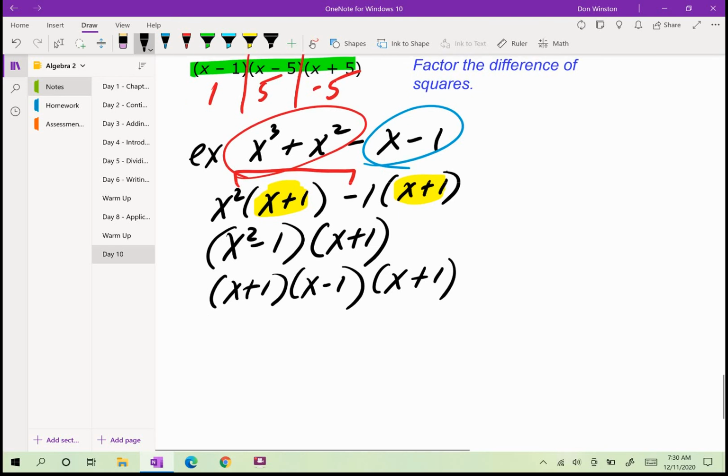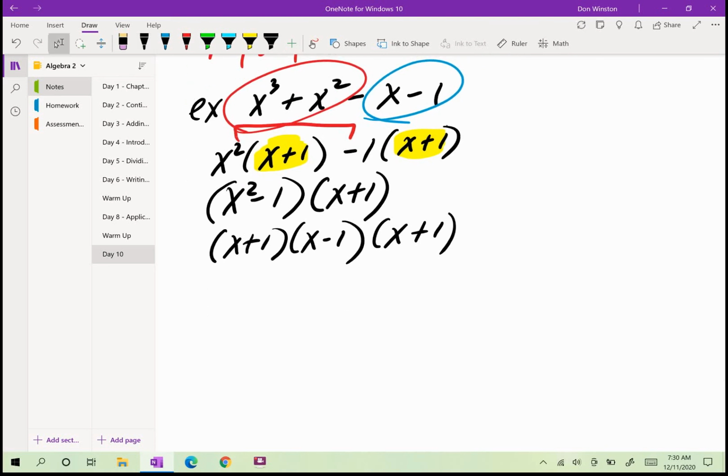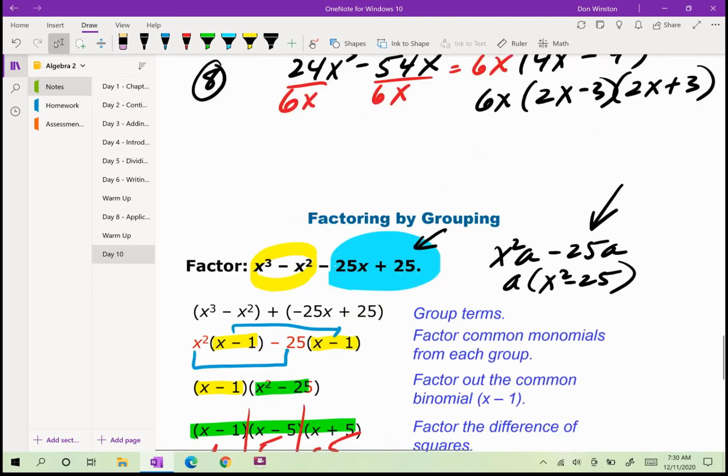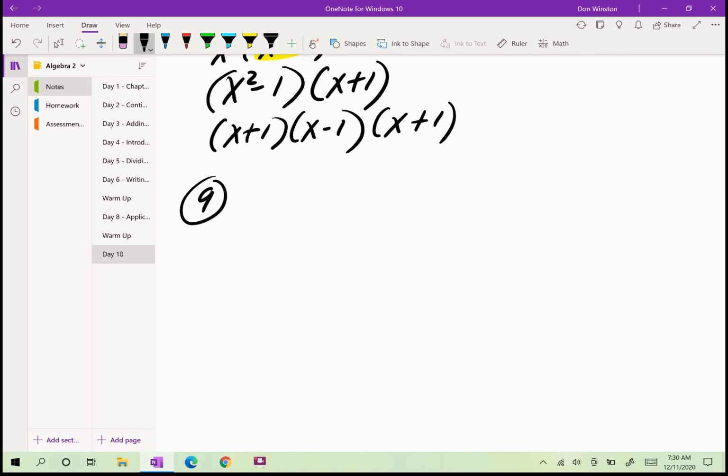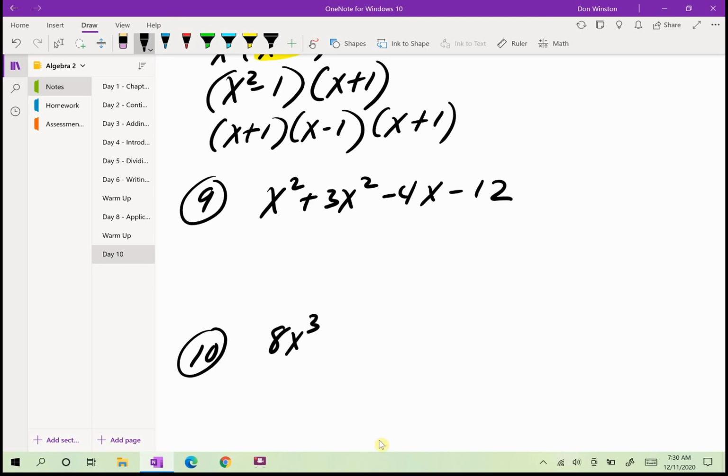All right, so what I want you to do is completely factor these here then. I have to number, because I'll be looking for this here, number 9. Okay, excuse me, I want you to completely factor x cubed plus 3x squared minus 4x minus 12. And then number 10, we'll just go 8x cubed plus 4x squared minus 2x minus 1. Pause the video and do those.